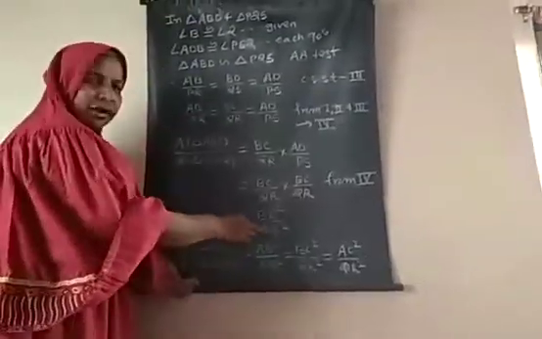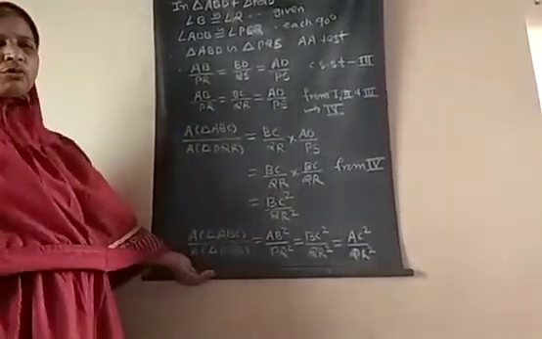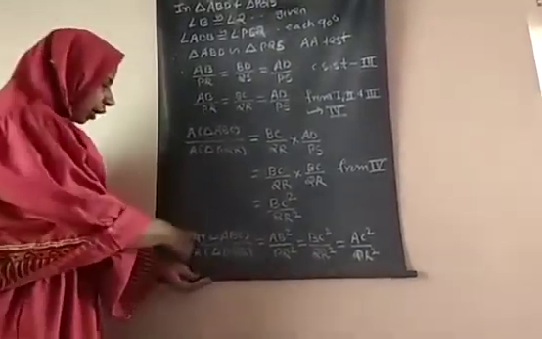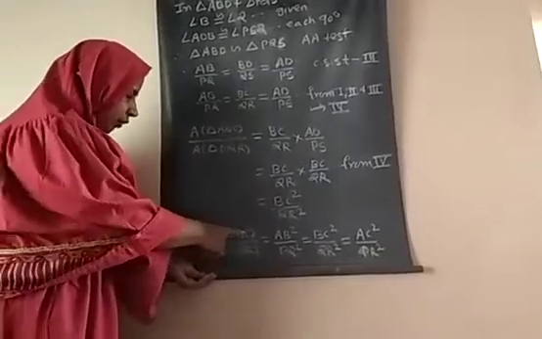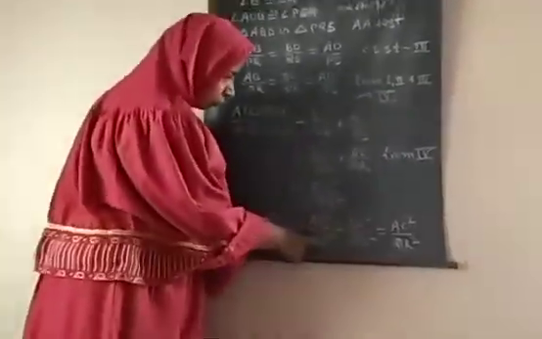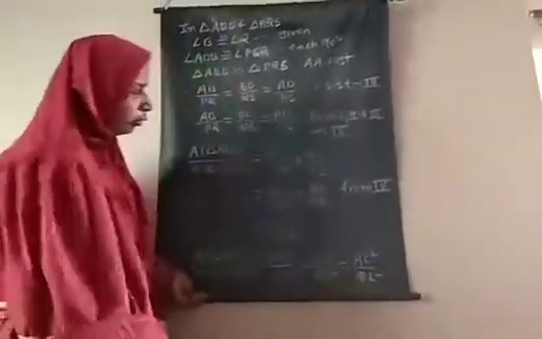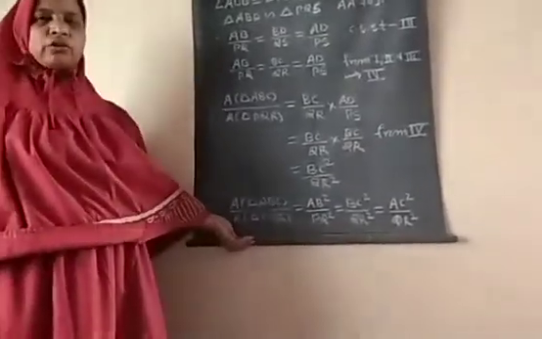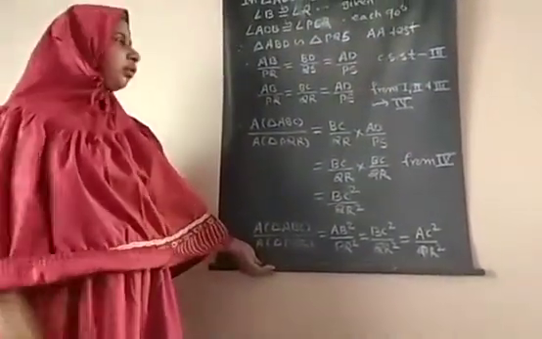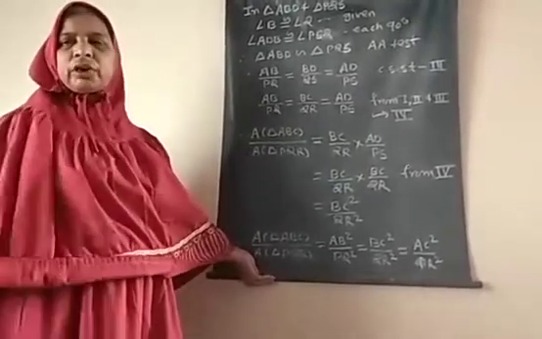Therefore, if we prove one ratio, the other ratios can be proved in the same way, so they are equal. Therefore, area of triangle ABC upon area of triangle PQR is equal to AB square upon PQ square, equal to BC square upon QR square, equal to AC square upon PR square. So using this theorem, we can find out the area when only one pair of corresponding sides of the triangles is given.